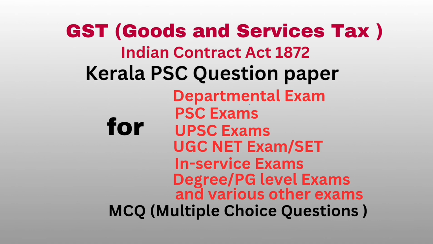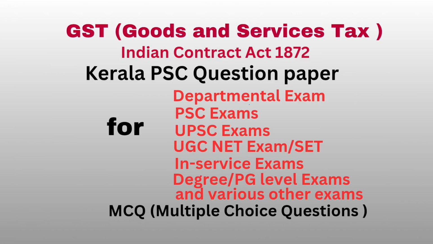Question number 63. The positive assertion, in a manner not warranted by the information of the person making it, of that which is not true, though he believes it to be true, is called, answer, misrepresentation. Question number 64. Consideration and objects are lawful unless, option A, it is forbidden by law. Option B, it is fraudulent. Option C, involves or implies injury to the person or property of another. Option D, all of the above. Correct answer, option D, all of the above.